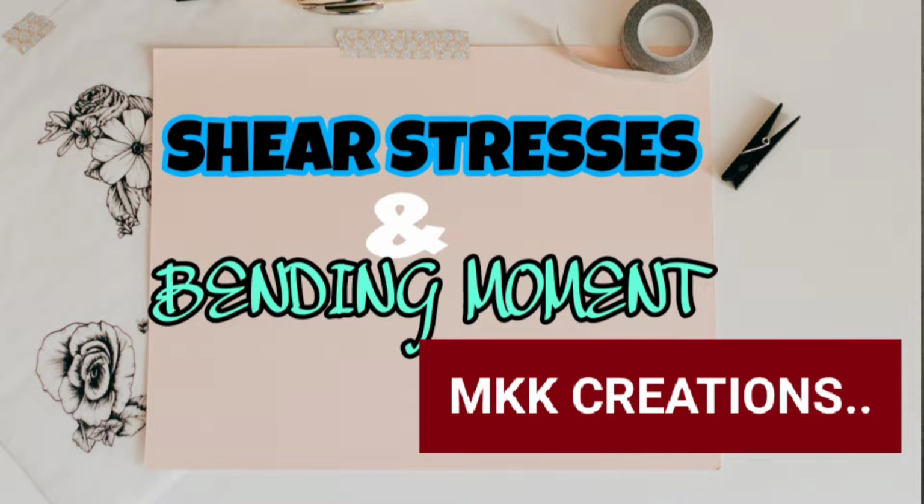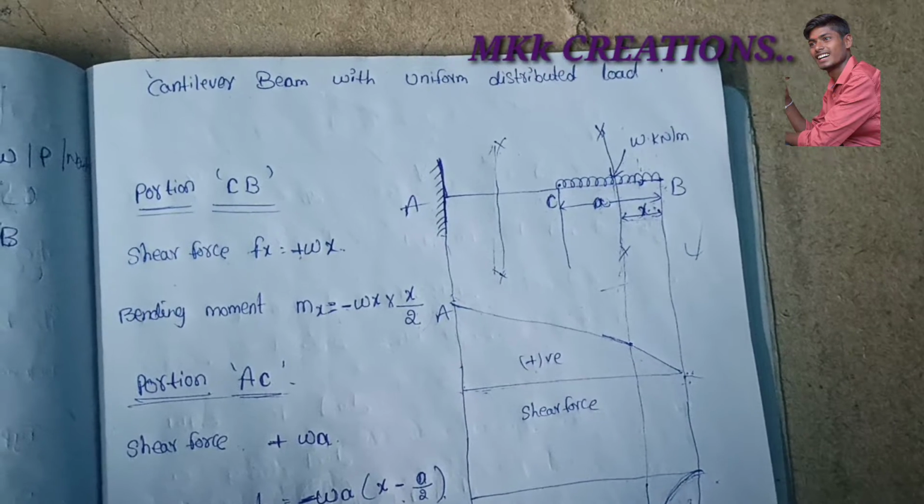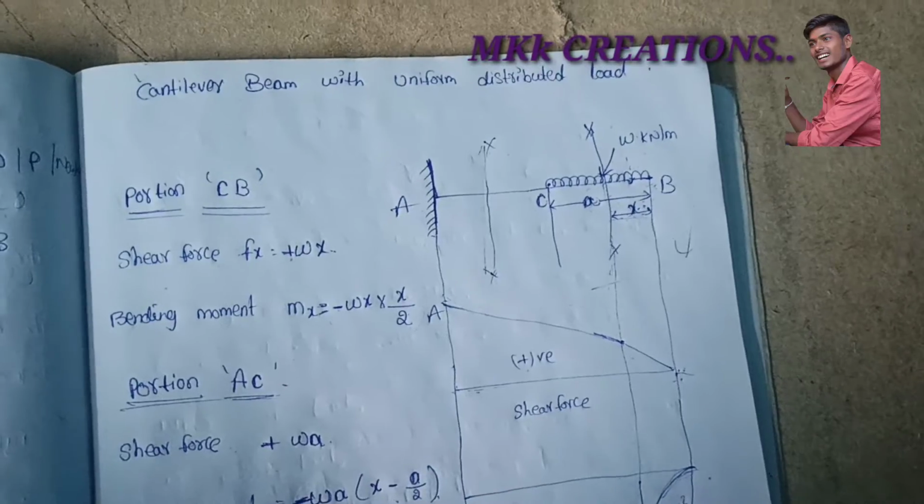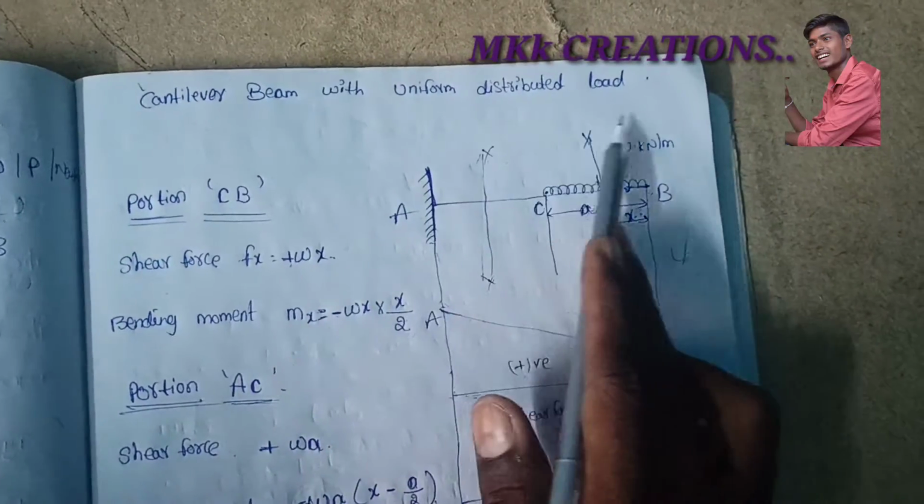So in the last class we discussed a cantilever beam with a point load at the free end. In that, we completed how to draw the shear force and bending moment diagrams, and we did a simple derivation in order to solve problems. So now we are going to study a cantilever beam with a uniformly distributed load.